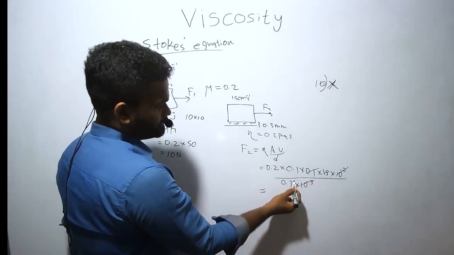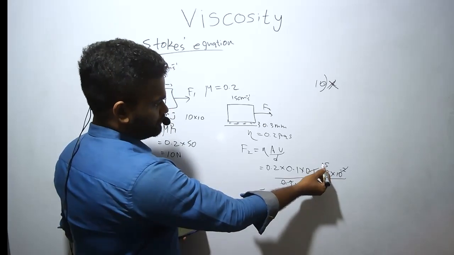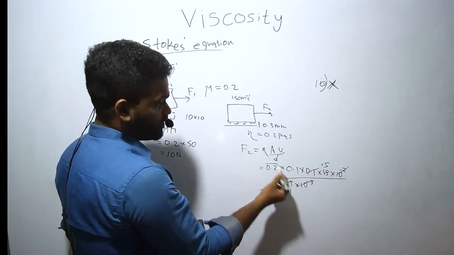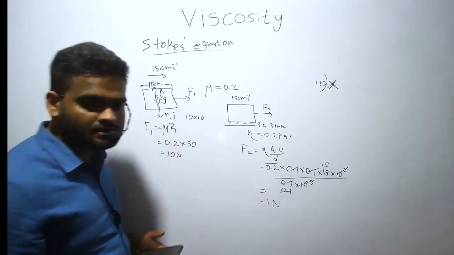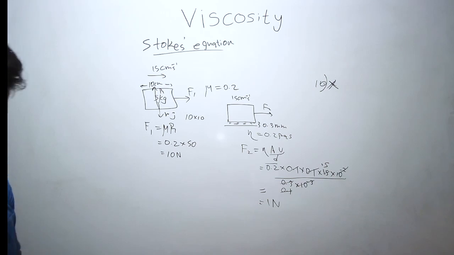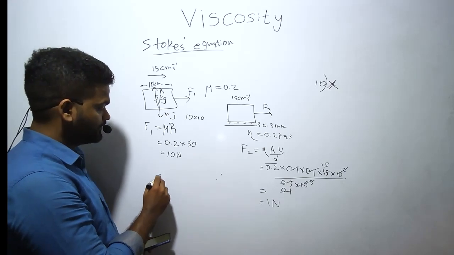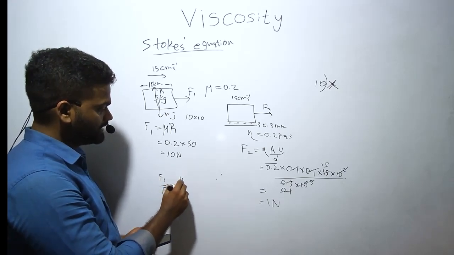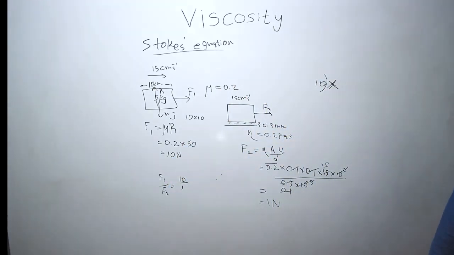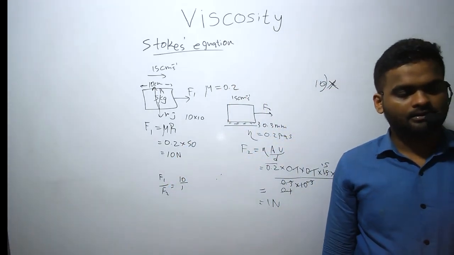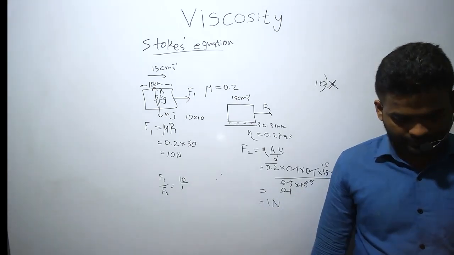This 15 and 0.3 can be cancelled. 0.1, 15 means 5. 5 times 0.2, 1. Then you get 0.1. So what do you get? 1 Newton. Yeah. So F1 to F2 ratio. F1 divided by F2 is 10 divided by 1, yeah? First one, yeah. Did everyone get the answer? Yeah. 10 to 1, right?